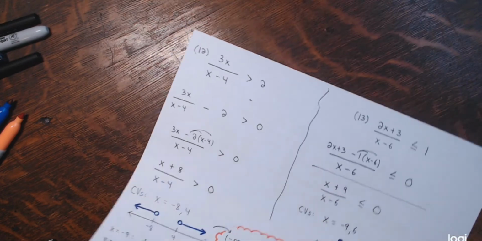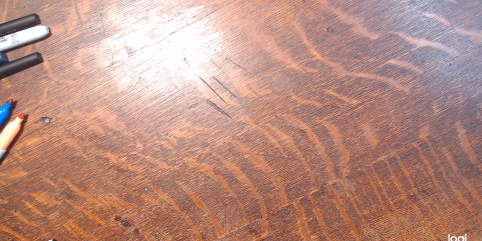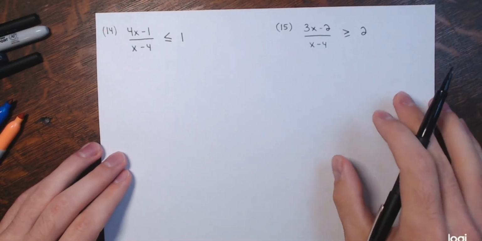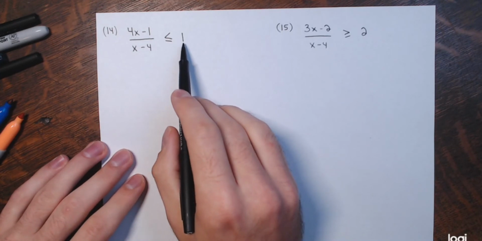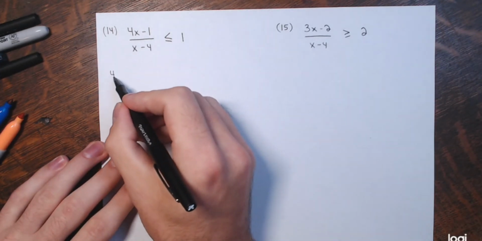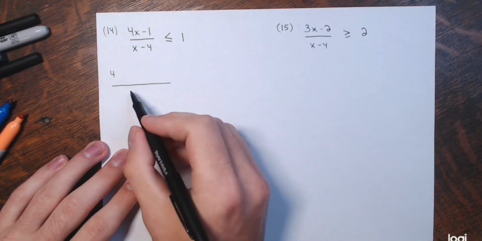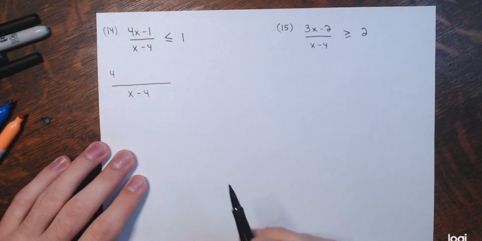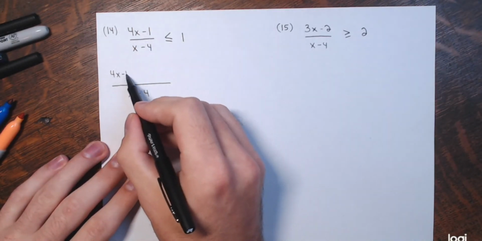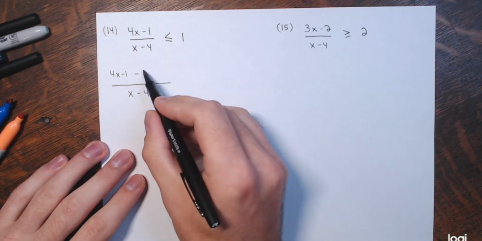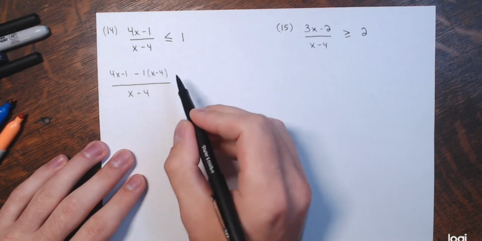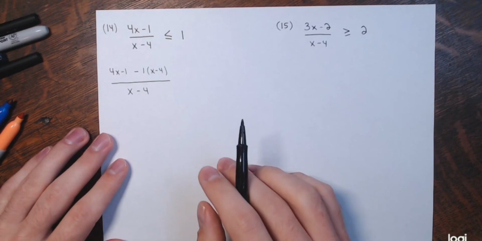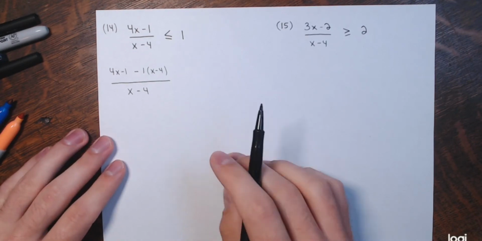Next example. These are all pretty similar for the next few examples here. Again, I want 0 on one side, so I'm going to subtract 1. Both of them, I hope you see the LCD would be x minus 4, so when I'm subtracting, the denominator of the difference is going to be x minus 4. And then the numerator, I'll have this numerator, 4x minus 1, and then minus 1 times the quantity x minus 4. I'm hoping you see that. I'm going to make these a little quicker now. You should know how to add and subtract fractions by this point.